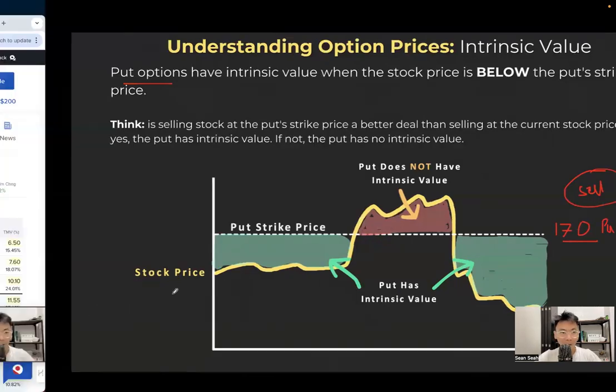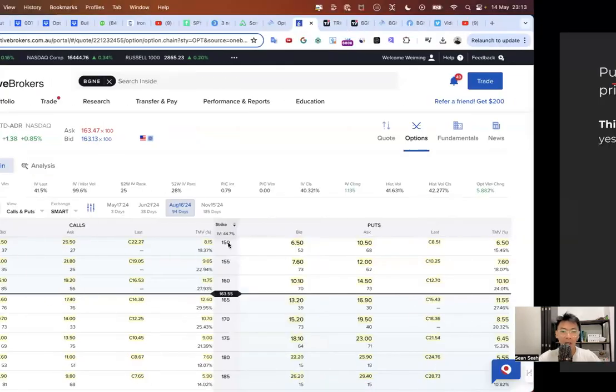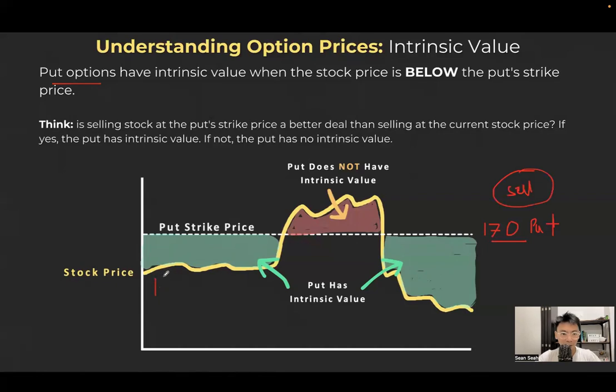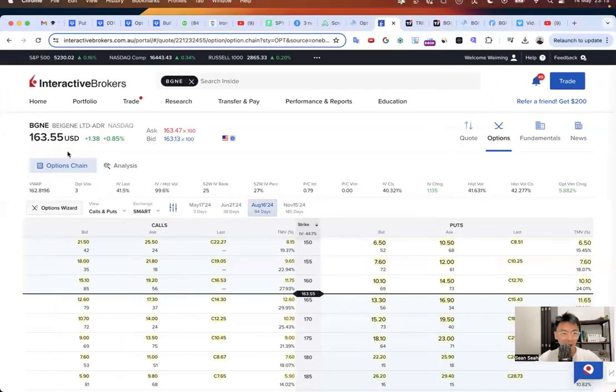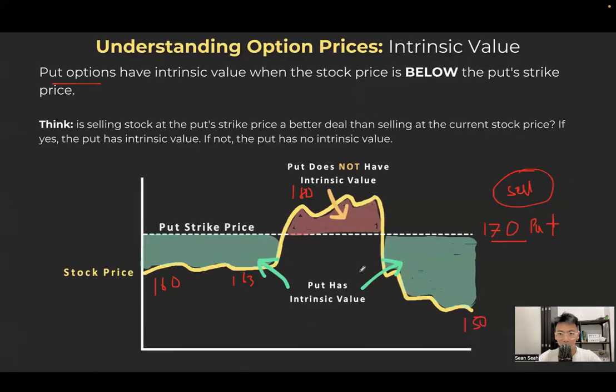So if the share price right now is 163, it moves up and down. Then it goes to 170, and then it's 180, 190. Then it goes back down to, let's say, 150. You see the share price goes up and down. Now, what happens if the share price right now is 163.55? We can immediately buy the shares.